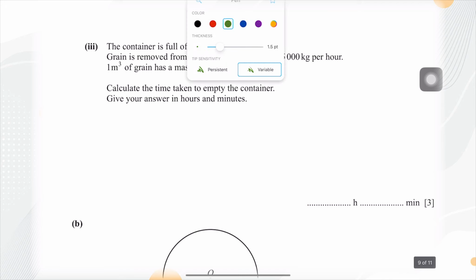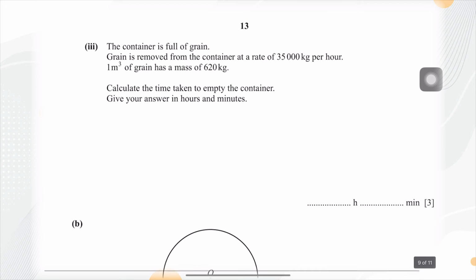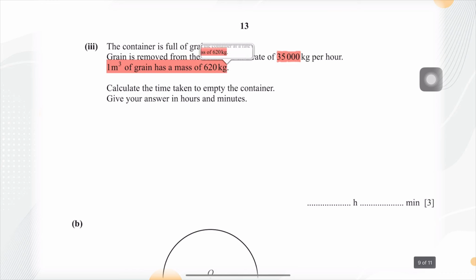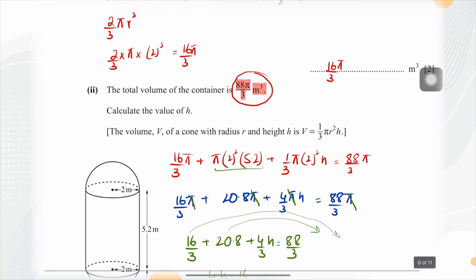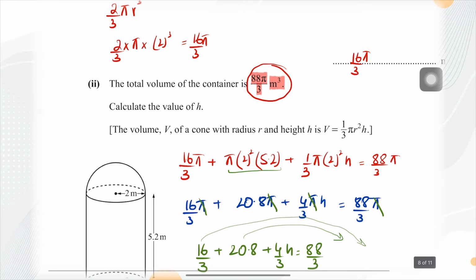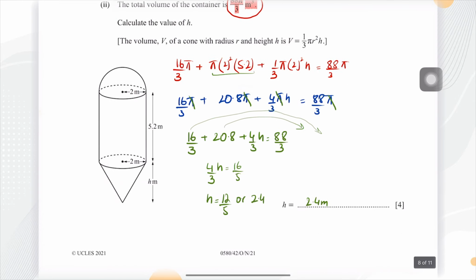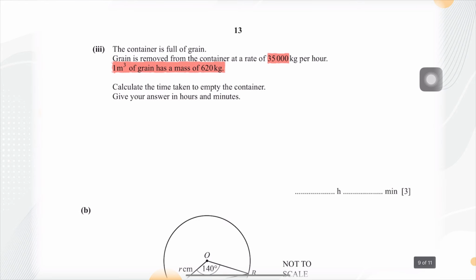So first of all, let's read the question again. Grain is removed at a rate of 35,000 kg per hour. 1 meter cube of grain has a mass of 620 kg. So first of all, let's find out the volume of the container. Now the question is, do we really have to find that out? No, we don't. It's already given to us. Now, if we're given the volume, and if we have the ratio of volume to mass, we can find out the mass of grain in the container.